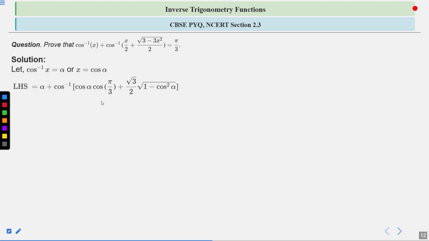So the left hand side will become cos inverse cos alpha, which is alpha, plus cos inverse of cos alpha into 1 by 2, and 1 by 2 is basically cos pi by 3, plus root 3 by 2 into root over 1 minus cos square alpha, isn't it? So it will be equal to alpha plus cos inverse of cos pi by 3 into cos alpha plus sin pi by 3 into sin alpha.